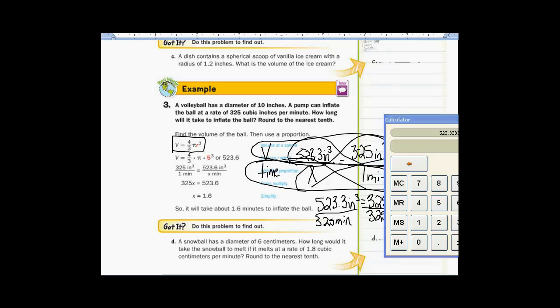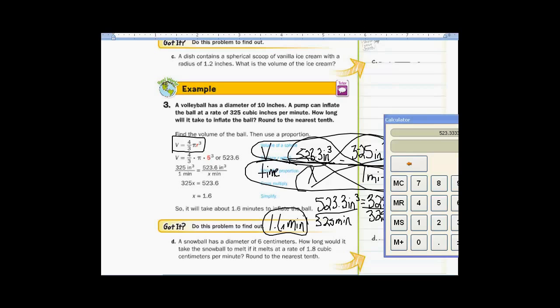1.6. 1.6 what? Well, what do we have left there? So we've got 1.6 minutes. 523.3 cubic inches over 325 cubic inches per minute. It will take 1.6 minutes to inflate.